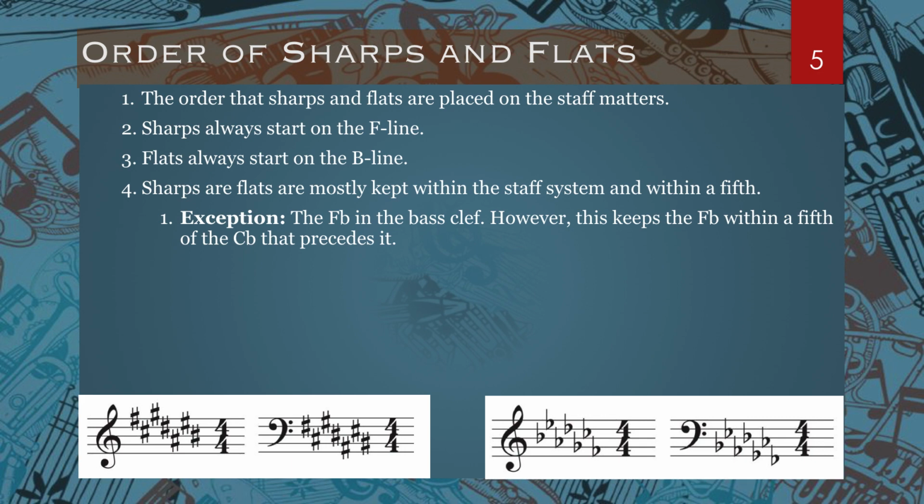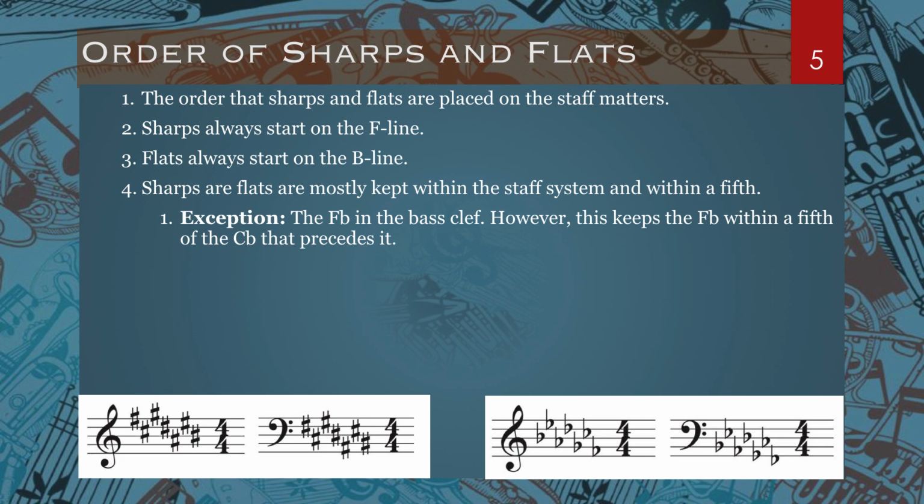Now, I have to reiterate this because it's a very important point: the order that sharps and flats are placed on the staff matters. That F sharp always has to be on the top line in both the treble and the bass clef. It'll actually be on the fourth line, but that'll be the top F sharp line in the piece. And flats always have to start on the B line, right in the middle of the staff, or in the case of the bass clef, the second line of the staff.